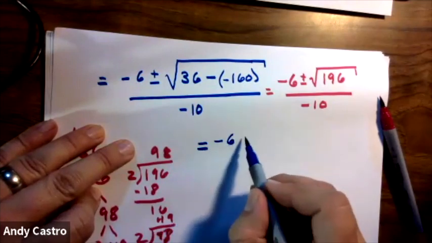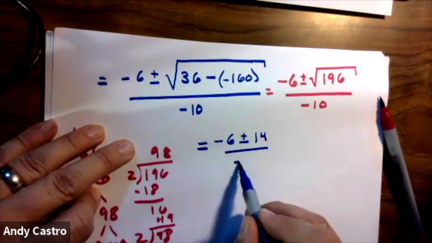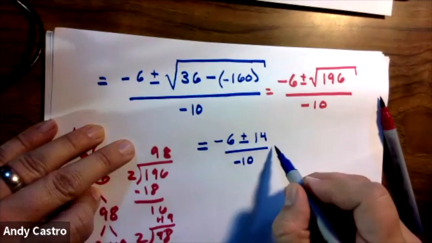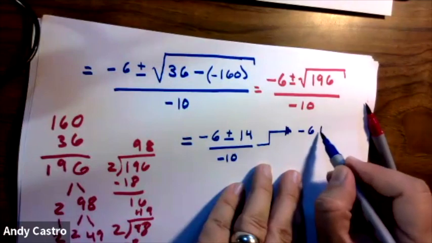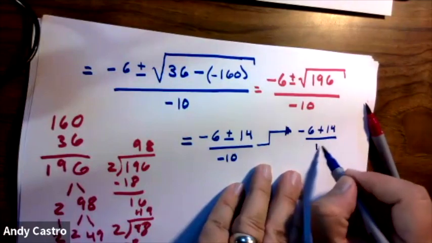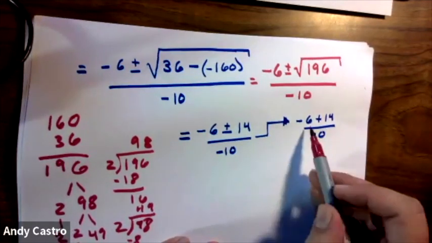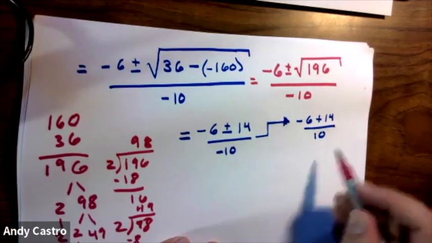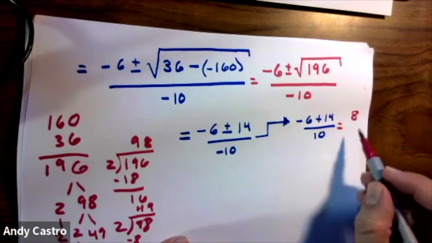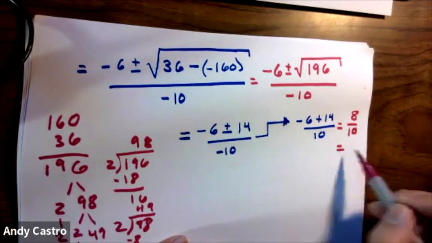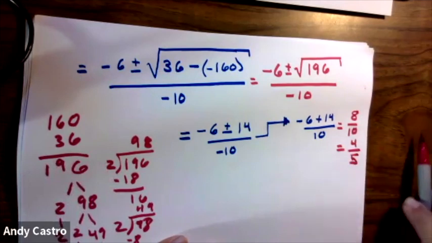So -6 plus or minus 14 divided by -10. And this will have two answers. First one will be -6 plus 14 over -10. And -6 plus 14 is 8. And then 8 over -10, and we could simplify that. If we divide by 2, that's -4 over 5.